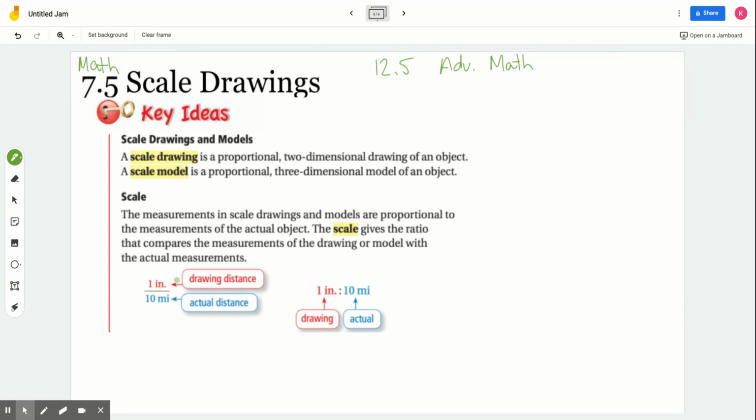So here we can see that we can write it as a fraction or as a ratio. 1 inch would be 10 miles in this scale.